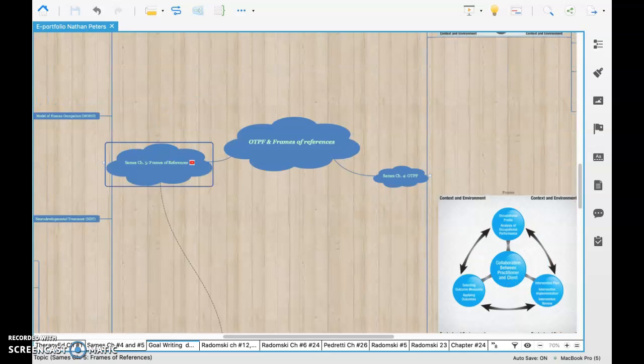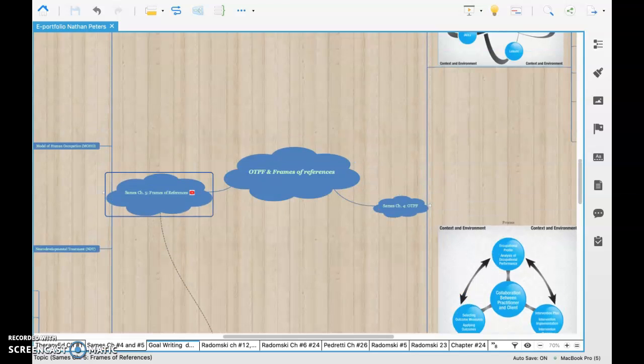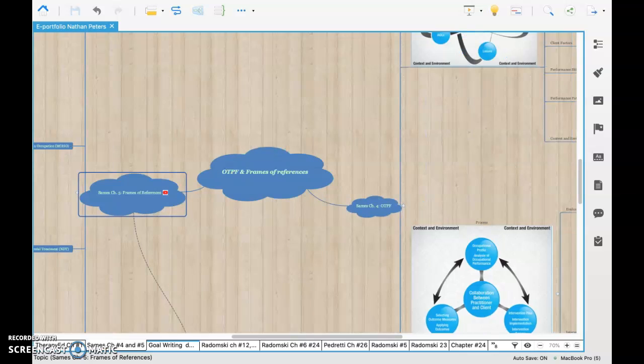Moving on to Sames chapters 4 and 5. This is the OTPF and frames of reference. I put this second because this is so important to have. The OTPF is the Bible of occupational therapy. It guides our profession's practice, and then we have the frames of reference, our guide, which depending on what setting we're in, is also going to guide our interventions.